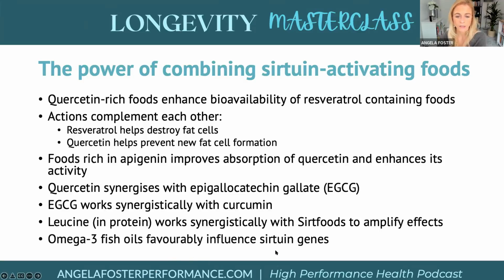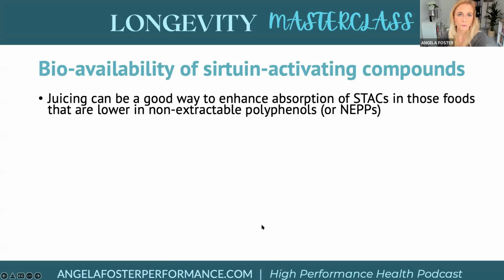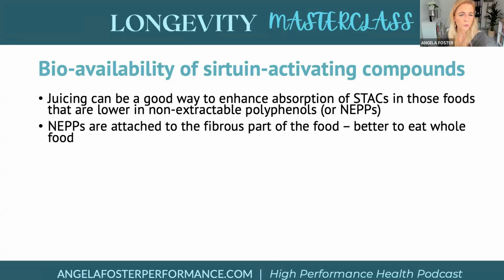Omega-3 fish oils favorably influence the sirtuin genes as well. Omega-3 is amazing. You want to try and get it from whole fish as much as you can. Juicing can be a good way to enhance the absorption of these foods. Just be aware that you're not getting the fiber. So I do prefer smoothies, to be honest, rather than juicing. I'm not a massive juicer myself. Sometimes I might do concentrated shots, like I might make some turmeric or ginger shots and put them in the freezer and then just take them out and have them.